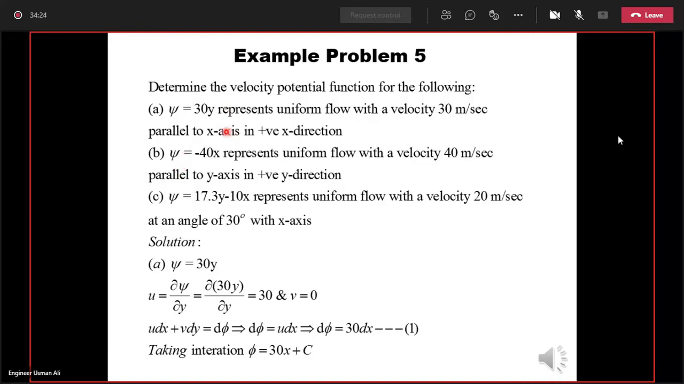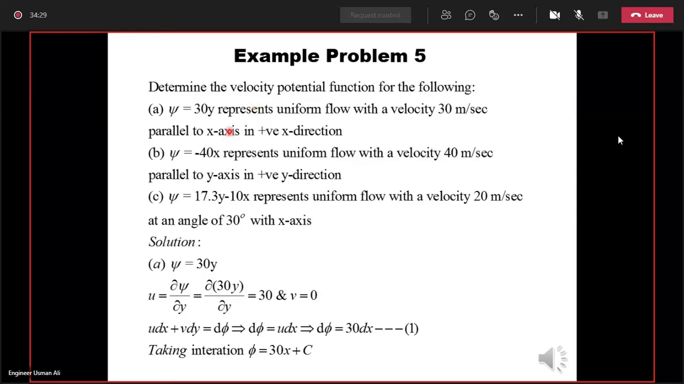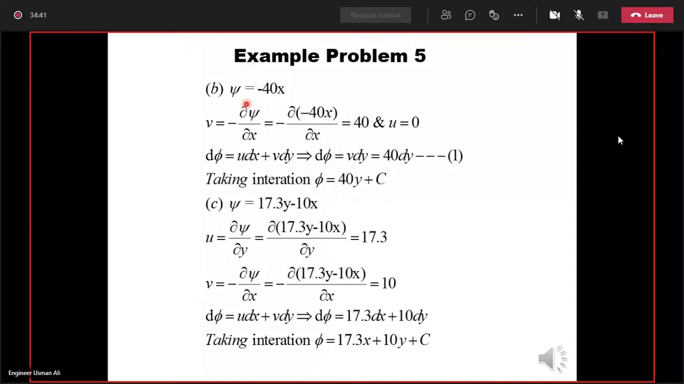Now the second flow field, psi is minus 40x. It is mentioned that it represents a uniform velocity of 40 meter per second in the positive y direction. इसका मतलब है कि इसका u component 0 है, ये v ही इसमें दिया होगा. Anyhow, psi is minus 40x, so we know v is minus partial psi over partial x. So partial of minus 40x over partial x is minus 40, and multiplying with minus 1, it becomes positive 40. So v is 40 in this. u is 0, as already mentioned in the statement. We know that u is partial psi over partial y, so partial of 40x over partial y is 0.